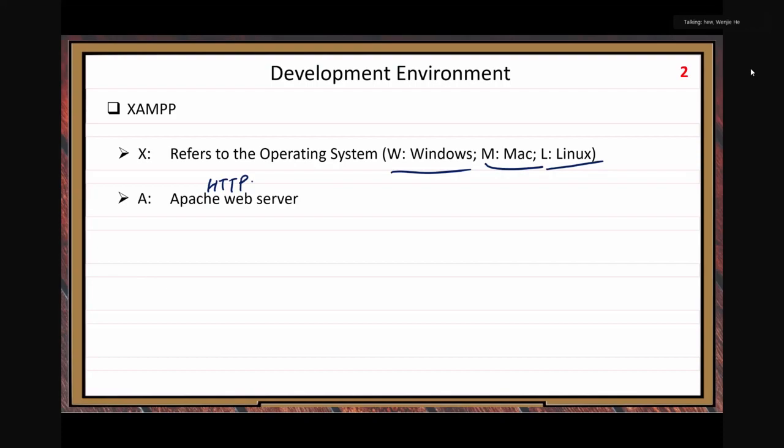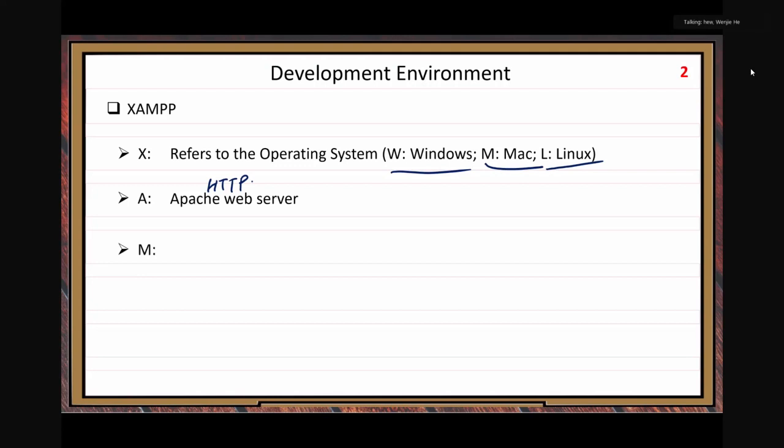Otherwise, a lot of things happen behind the scene you do not know. When you have a technical problem, you do not know how to fix it. If you have a lot of web knowledge, then you can fix the problem better. All right, so that's the Apache server.